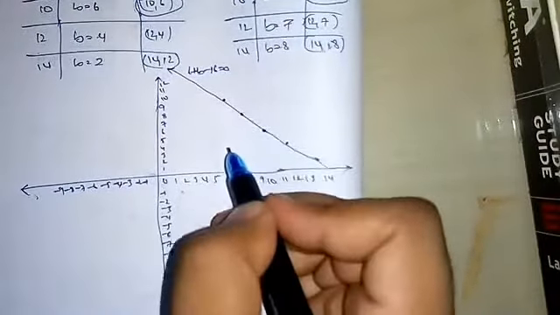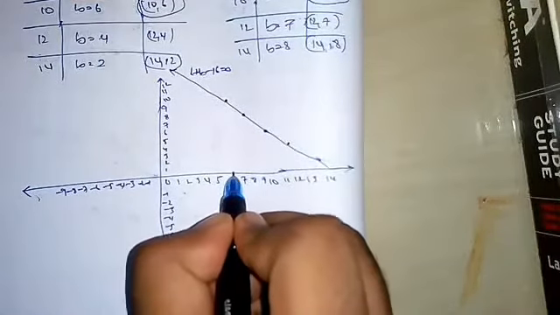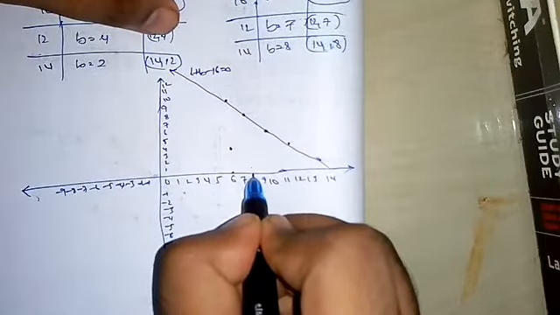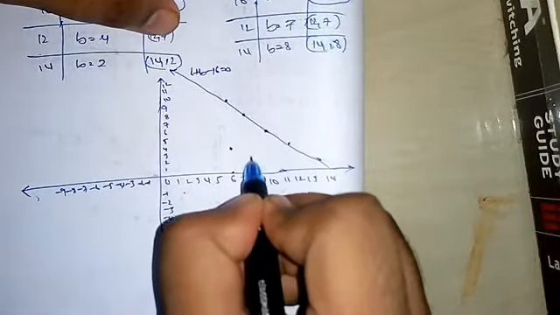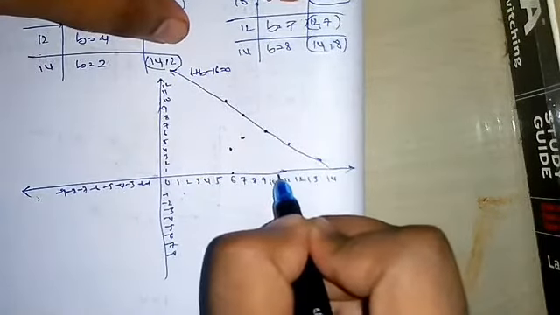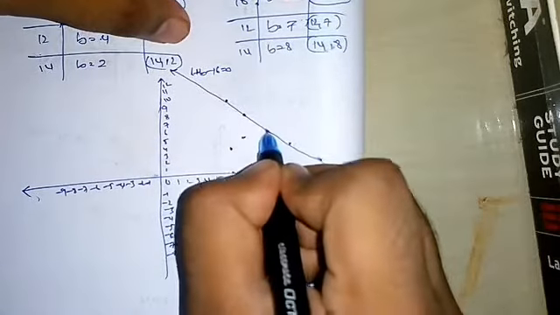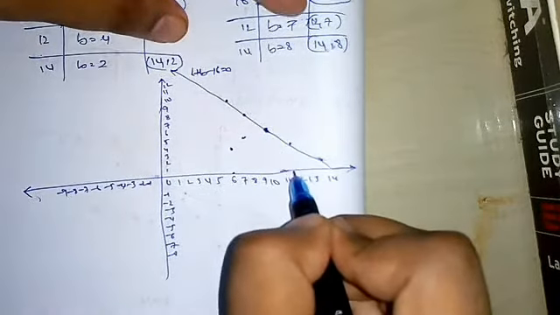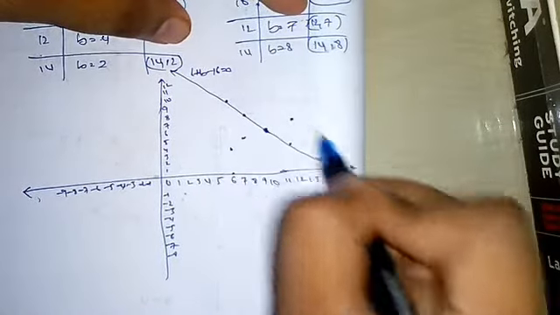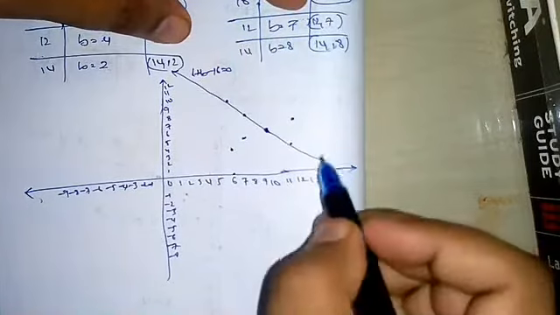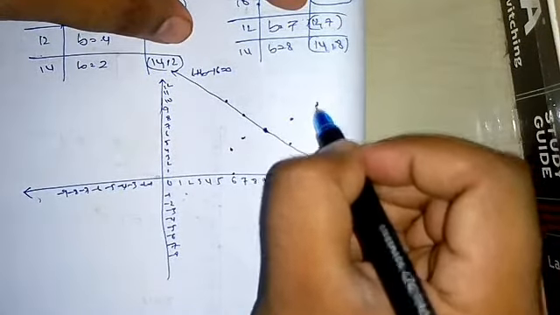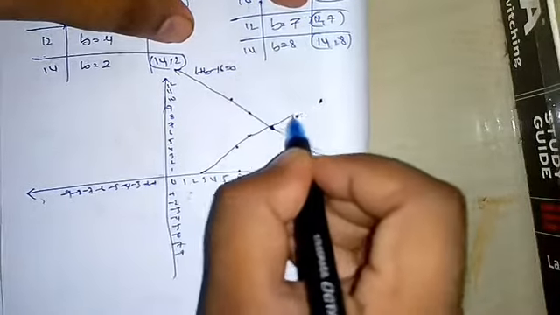Next line is L minus 2B plus 2 is equal to 0. First point is 6 comma 4. 8 comma 5. 10 comma 6, so here 10 comma 6. 12 comma 7. 14 comma 8. Let's join these points, we get a straight line like this.